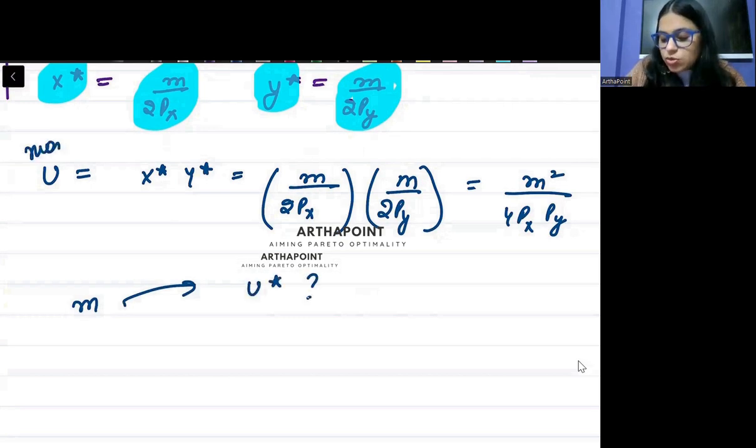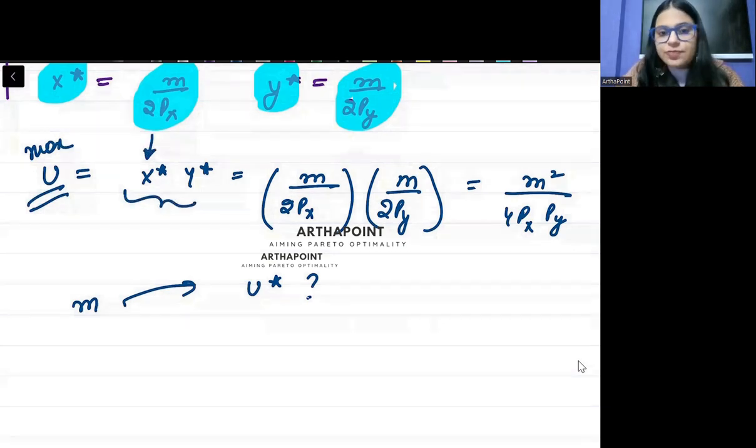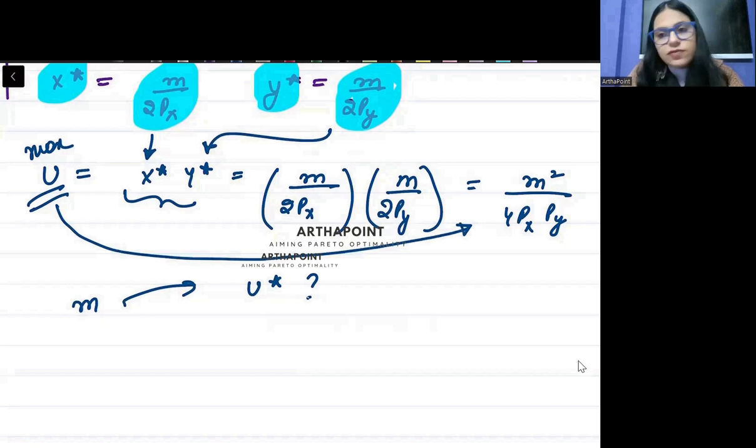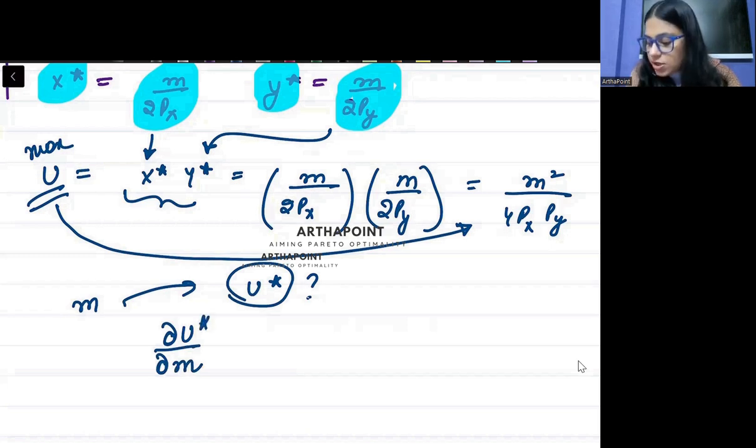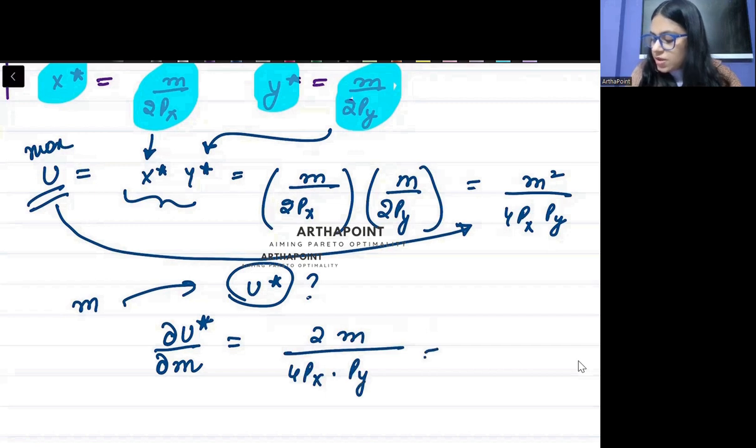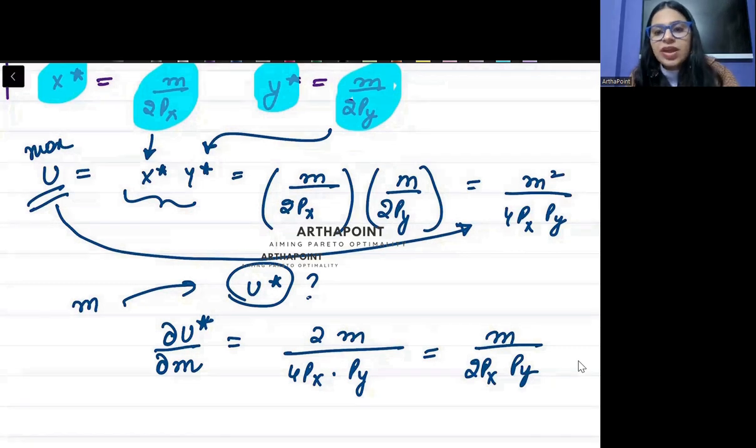Look, this is your maximum utility. Utility was x into y. In place of x, we have plugged in its optimal value. In place of y, we have plugged in its optimal value. And we have got the maximum value of the utility. This maximum utility is a function of income. So we are asking how the optimal utility will change as income changes. That will simply be 2m by 4 px py. This will simply be m by 2 px into py.